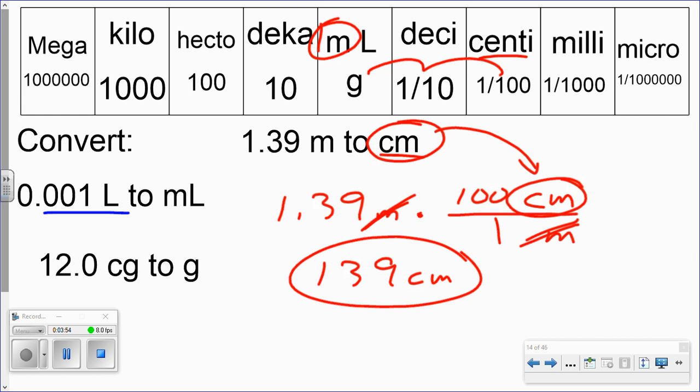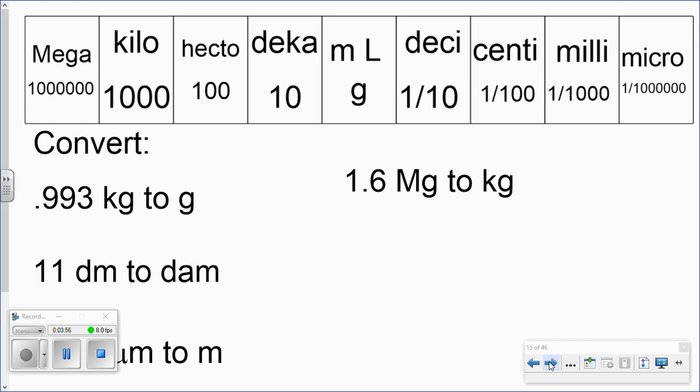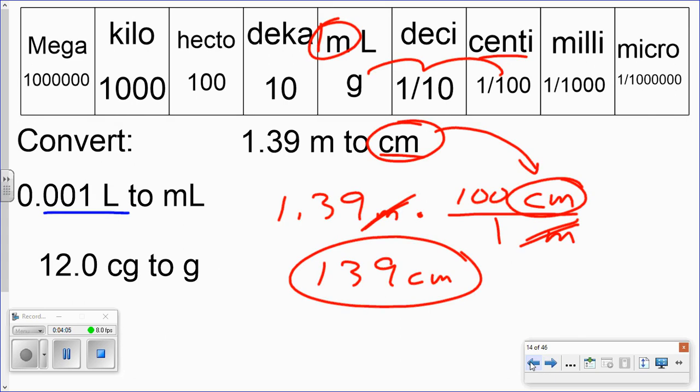Let's go a little step further here and try some more. Let's go to kilograms to grams. Actually, I might go back. Let me see. I'm looking for something specific.